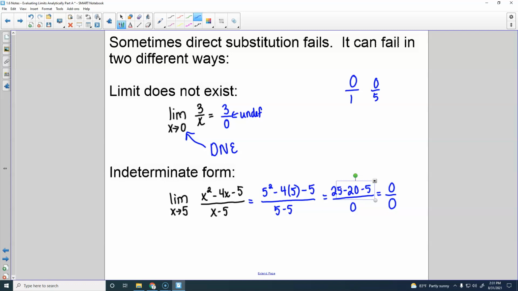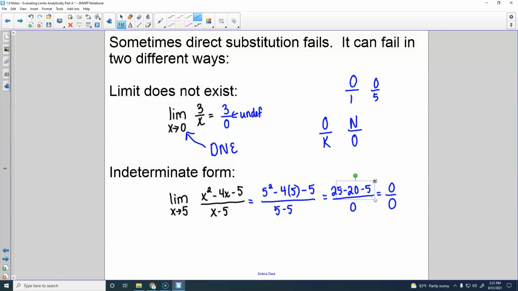I remember in math 1, you got to flip the second and multiply. Yeah, that's right. Yeah. 0 over a number is okay, a number over 0, no way. That's what I was thinking since we started.